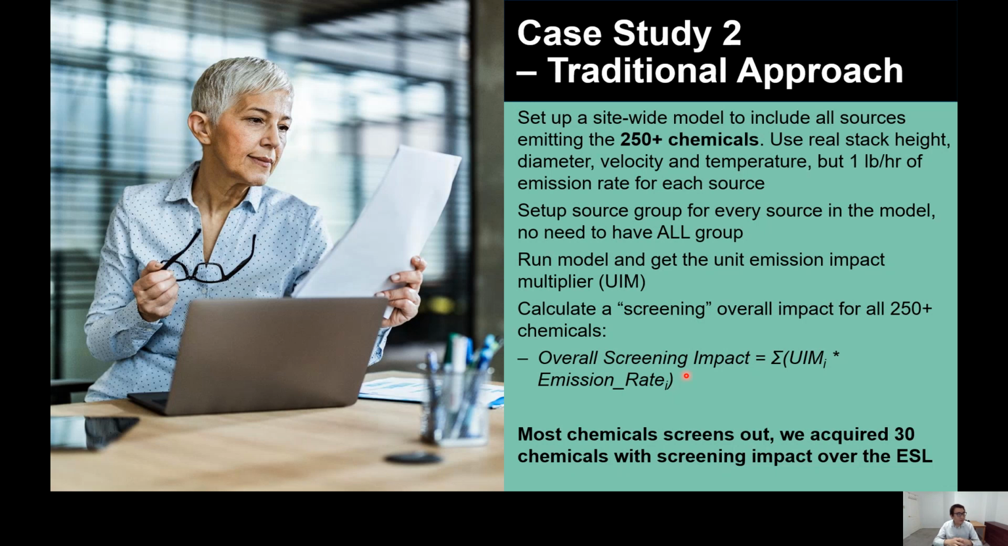This is a really conservative approach. And the good thing is, if the overall screening impact calculated from this method, the table I just described, can pass the criteria set by the state, then we're good. This could really filter out a lot of chemicals that we don't have to worry about. For example, most of the chemicals screen out using this approach. So we have about 30 chemicals left with the screening impact over that standard.